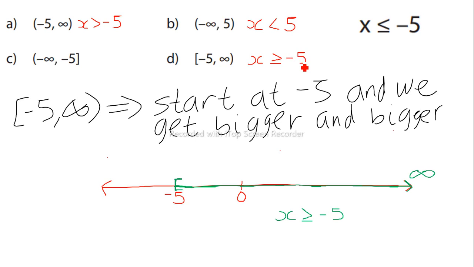Alright, so that leaves us with only one option, and that is C. Let's verify if C is the correct answer. This one cannot be the correct answer because it's saying x is greater than or equal to -5, but we want x is less than or equal to -5. So there's definitely a difference there. So we need to see if C is correct.